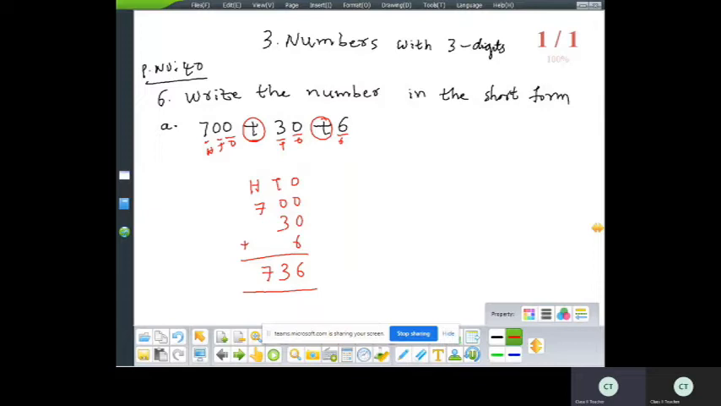Okay, so remaining B, C, D, E are homework for you. That is page number 40. Please, you have to solve these problems in your running notes or in your textbook. Now we are going to learn question number 7.